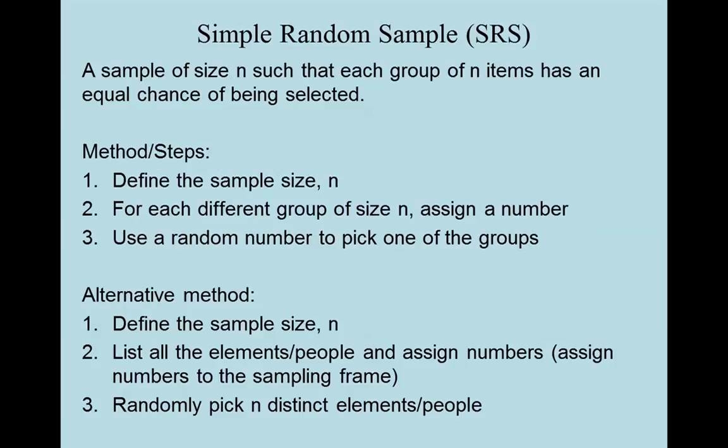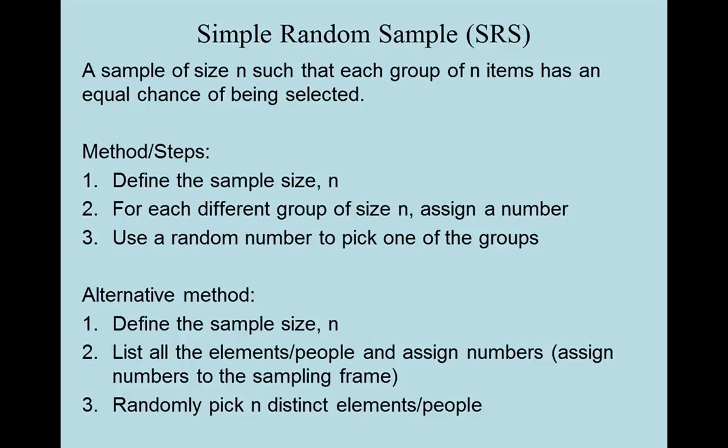A simple random sample, or SRS, is a sample of size n such that each group of n items has an equal chance of being selected. The steps are: number 1, define the sample size n. Number 2, for each different group of size n, assign a number. And then 3, use a random number to pick one of the groups.